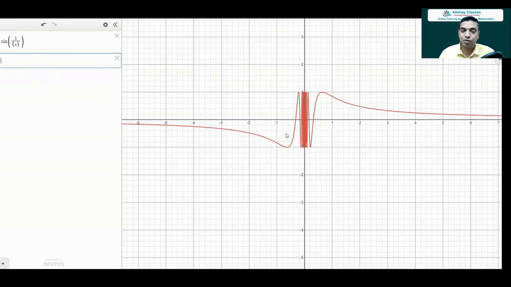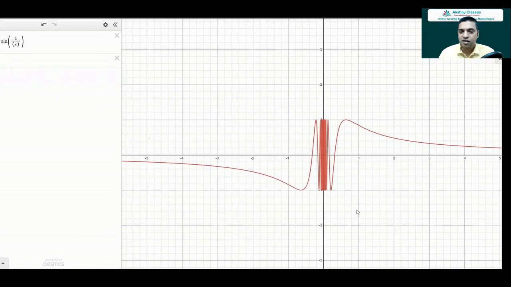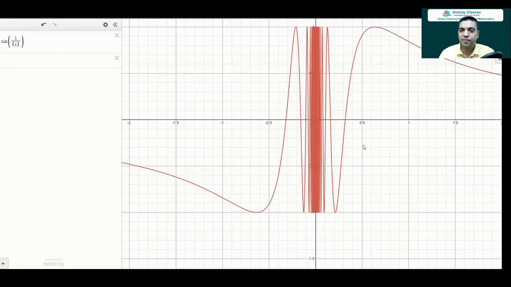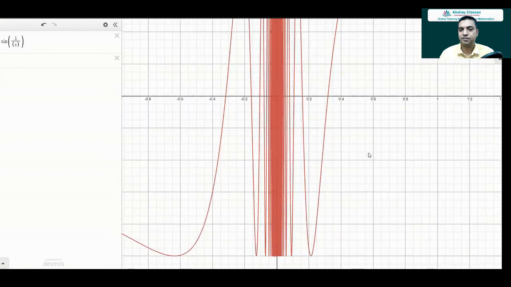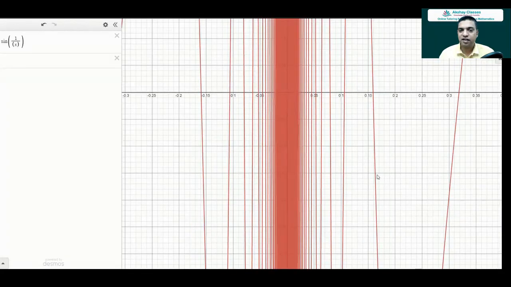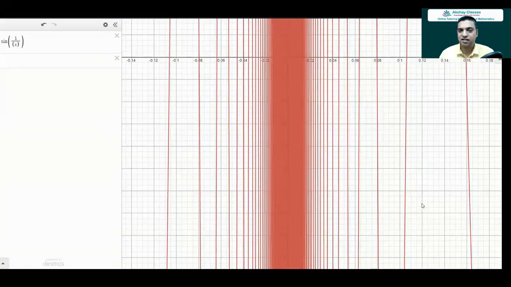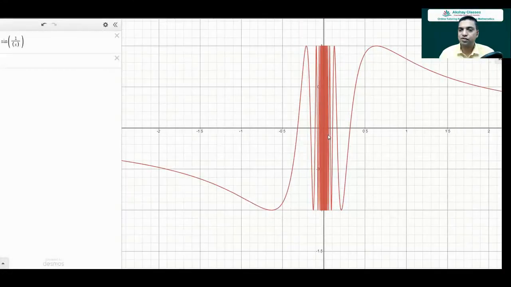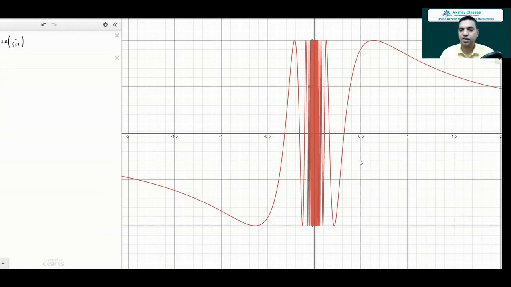But when x approaches 0, 1 by x tends to infinite values. See the graph, how it is. Very interesting: you keep going closer and closer, the graph becomes denser and denser. Sine 1 by x. And when you approach 0 very, very close, the graph oscillates very vigorously, very fast.